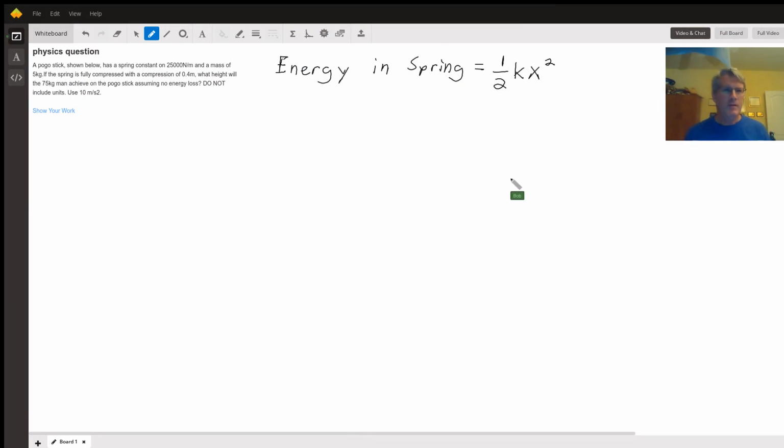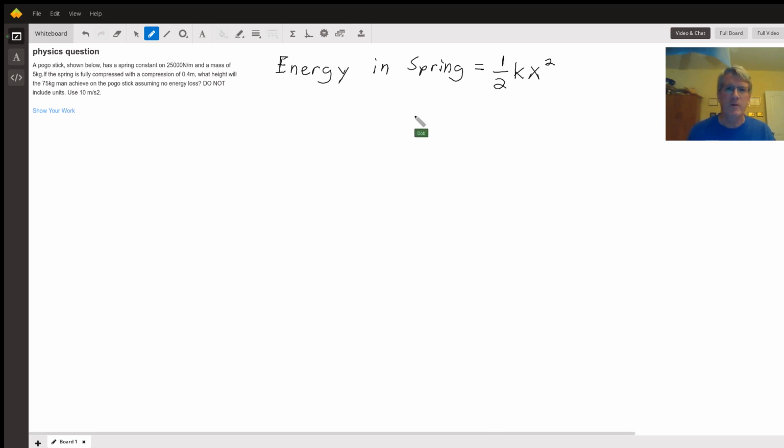Basically, this is nothing more than an energy conversion problem. The energy produced in the spring in the pogo stick is going to be transferred to the pogo stick and the man, the combined mass, and then the man and the pogo stick will reach their max height when the kinetic energy goes to zero.